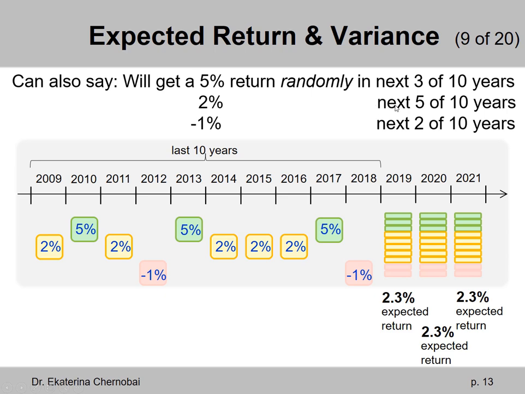Also randomly in the next 5 out of 10 years, we will make only a 2% return. And randomly in a couple of years, out of 10 years in the future, we will lose 1% of our money.